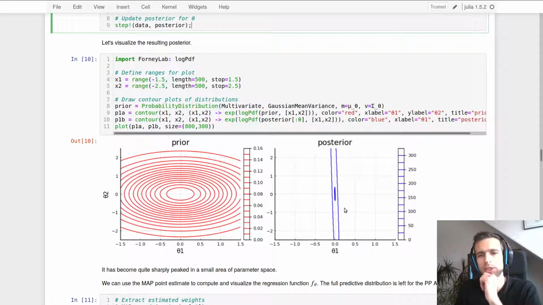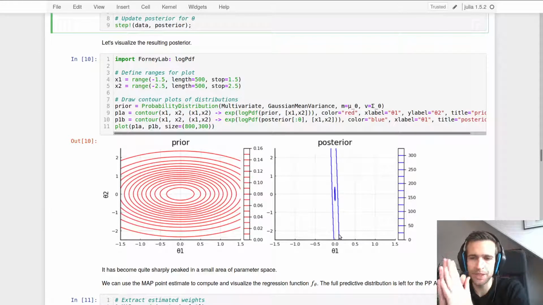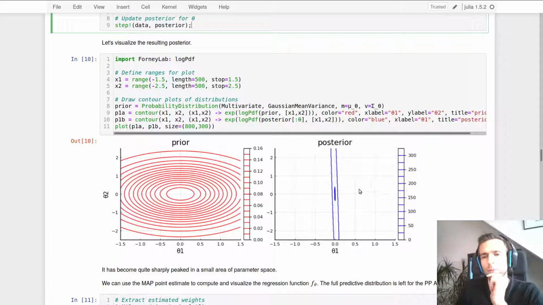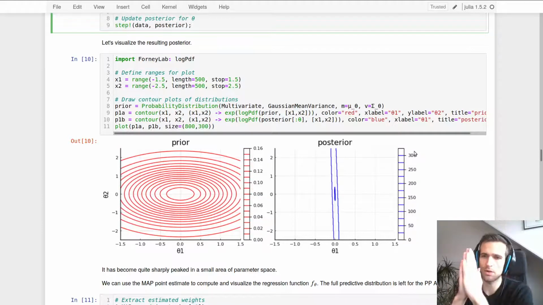The situation for the posterior is vastly different. It's much more sharply peaked. You can see that the band for theta 1 is very narrow. For theta 2 it's a bit more uncertain. It's a bit less sharply peaked. So you get this vertical ellipse. And you can see that the peak of probability here has a really large value. It's really sharply peaked there. It's centered on a very small area of parameter space.